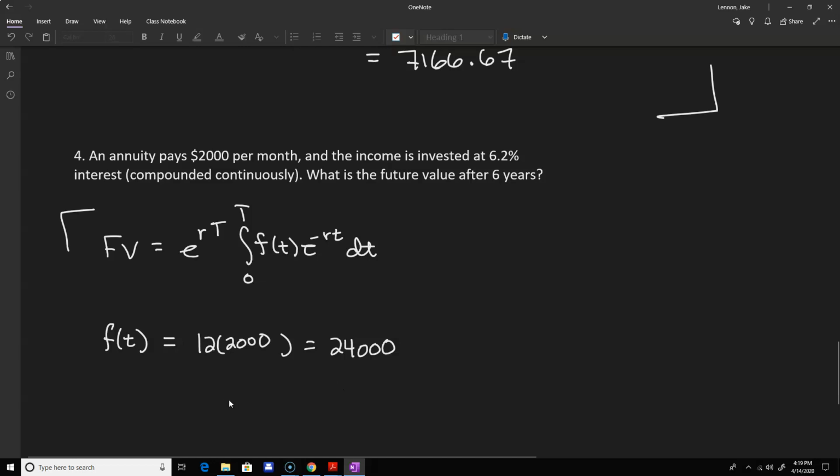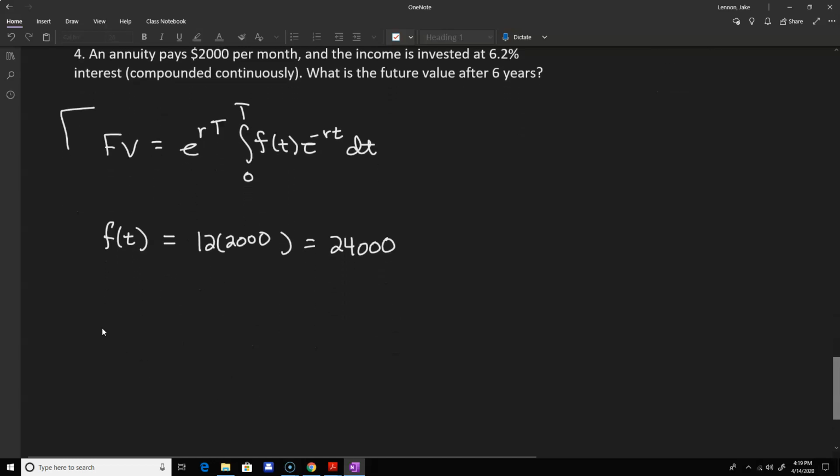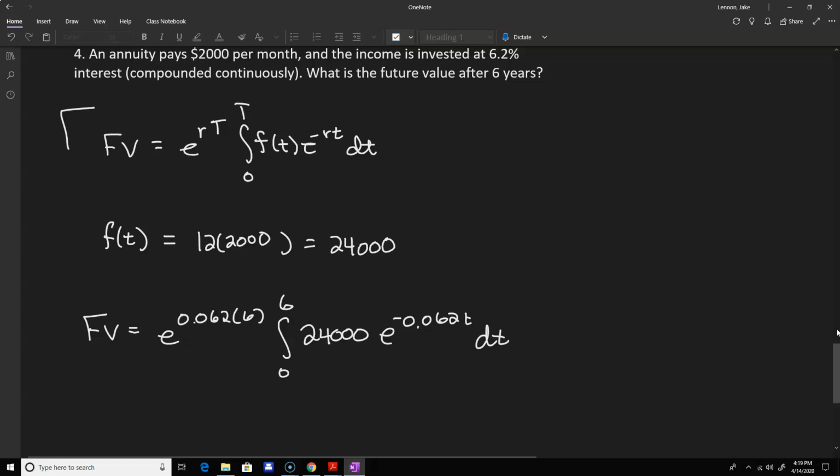6.2 is the percentage I'm investing at, so that's R, 0.062, and then capital T is 6. So basically we have everything we need to plug in to figure out what this future value is. The future value here is going to be e to the 0.062 times 6 years. We're integrating from 0 to 6. We've got the 24,000. And then we've got e to the negative 0.062 t dt. So this is our future value integral.